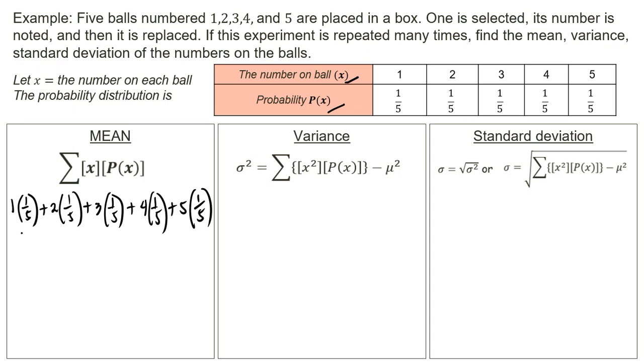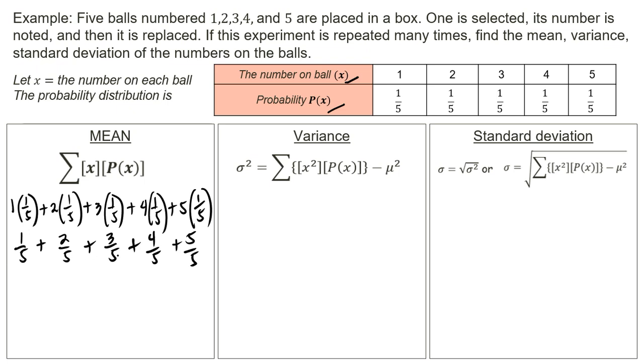So, 1 times 1, 1 over 5 pa din. Plus 2 times 1, 2 over 5. 3 times 1, 3 over 5. 4 times 1, 4 over 5. 5 times 1, 5 over 5.